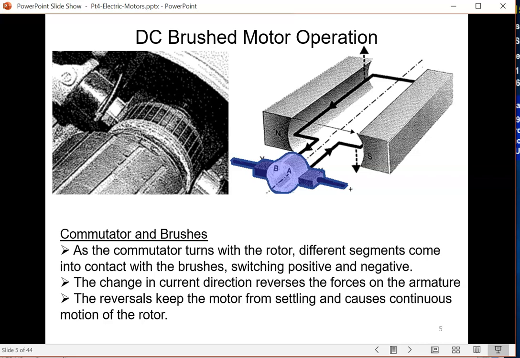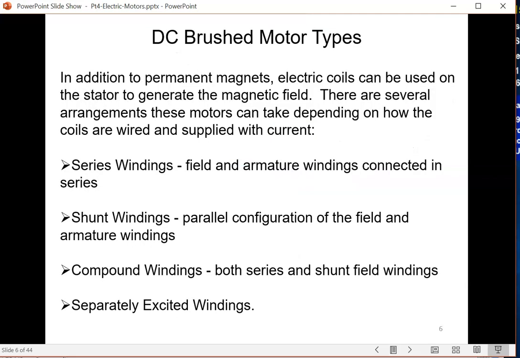I expand the commutators. I don't know why there are two slides. As I already explained here, you have different segments, and different sets of these armature coils come in and will produce the forces. But I already explained, so I'm going to skip that part.